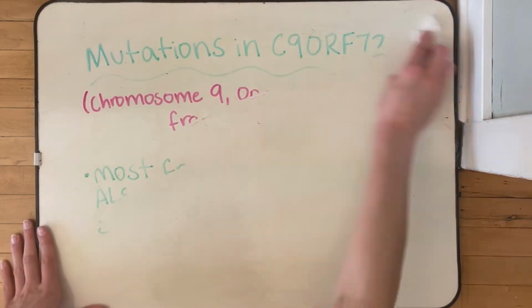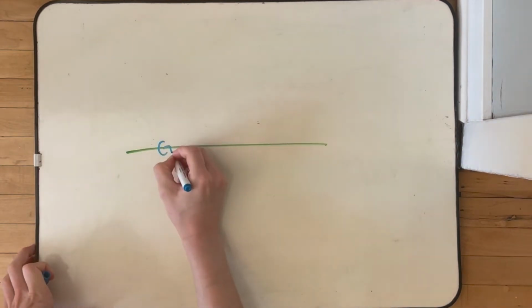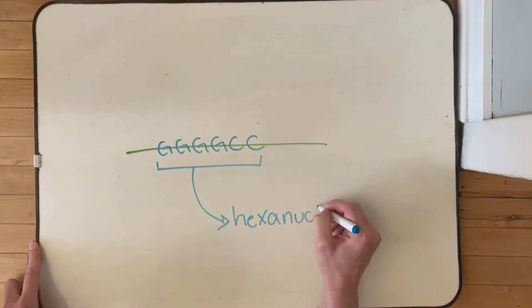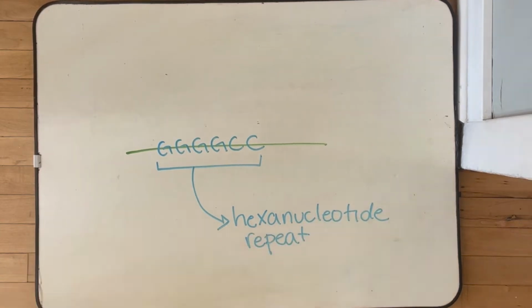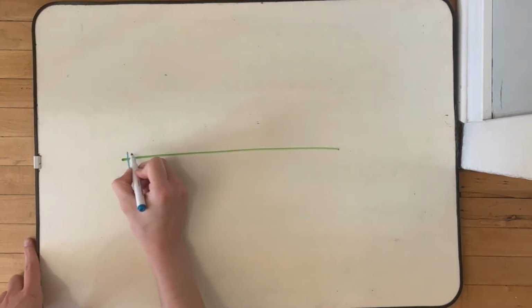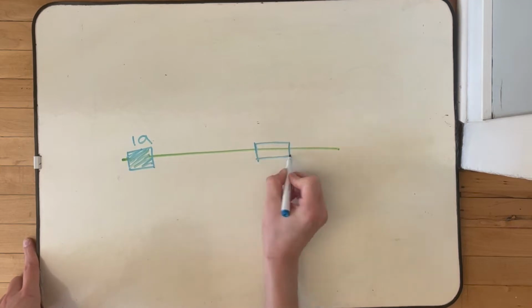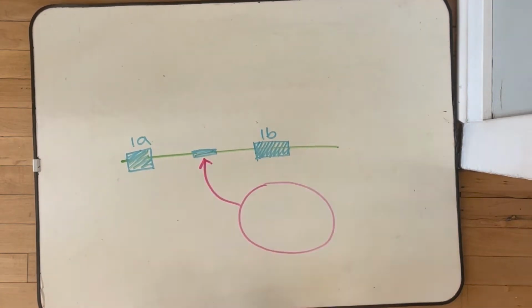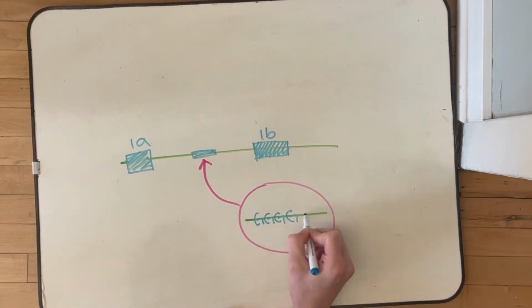The gene itself is not actually the issue, it's just a sequence in the gene that is called a hexanucleotide sequence that creates something called a hexanucleotide repeat expansion. It's made up of 4 guanines and 2 cytosines. This hexanucleotide sequence is located between exons 1A and 1B of the C9orf72 gene.